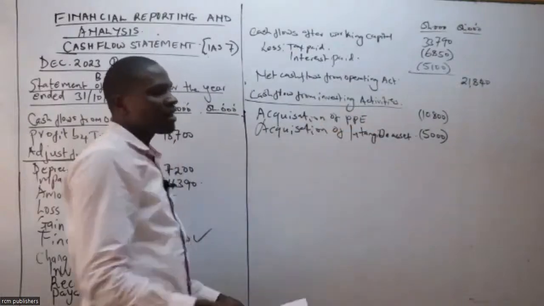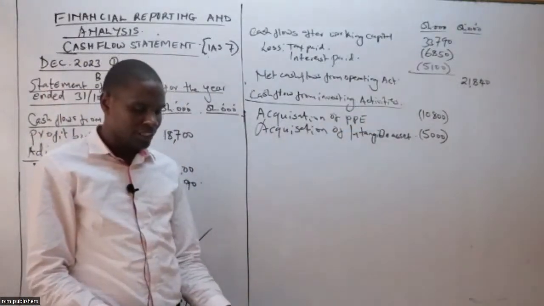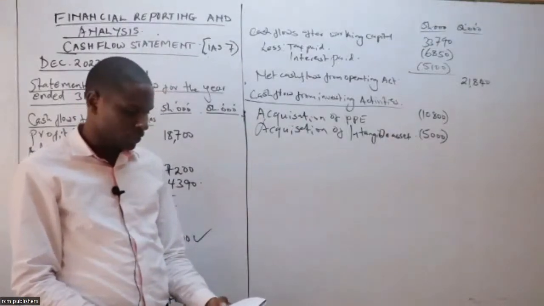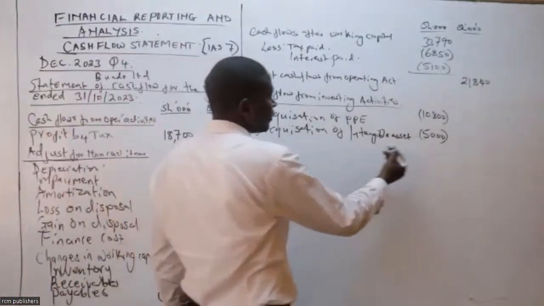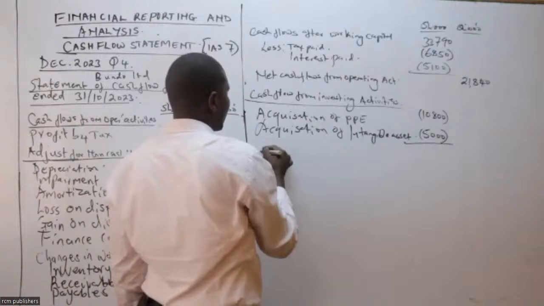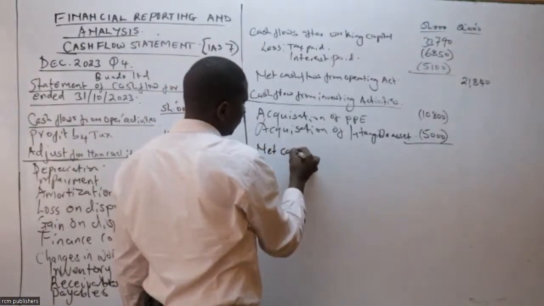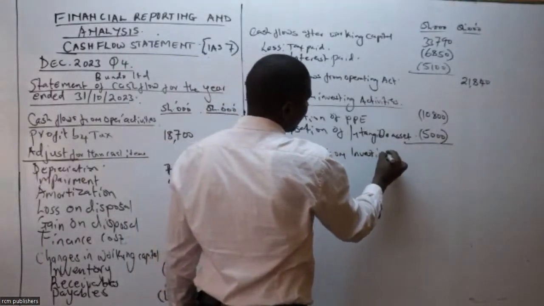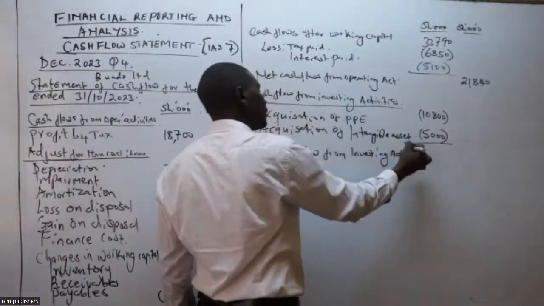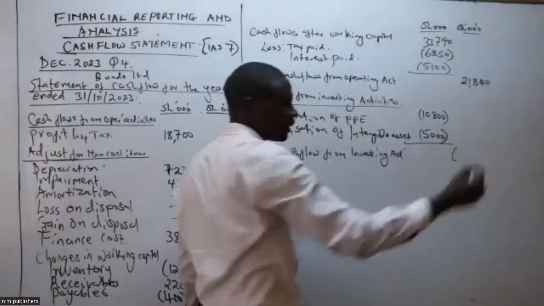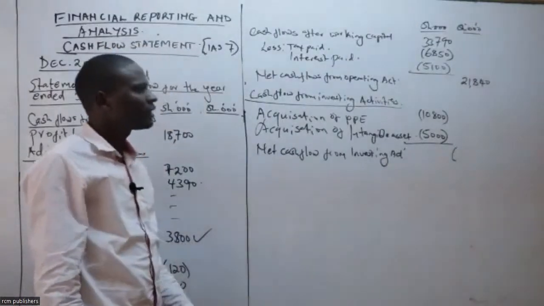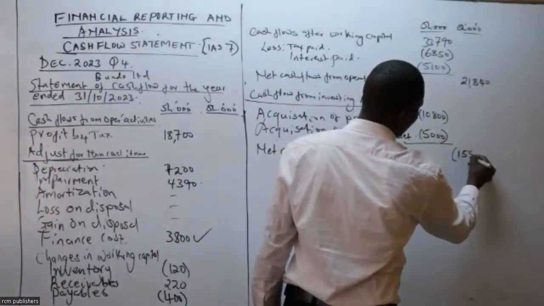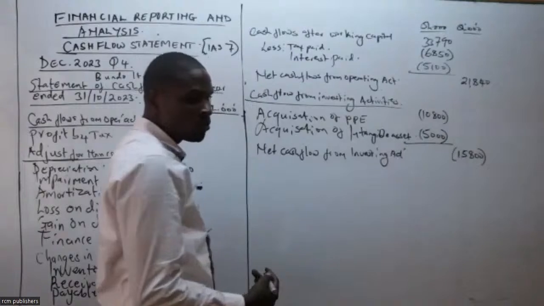We're not having any other thing unless you give me any information that is giving me any other thing. Can you see any information? I cannot see any information giving me any other thing under investment. So whatever we get at the end there will be net cash flow from investing activity. Give me the total. Of course, it will be an outflow. It will be negative. That is 10,800 plus 5,000, which is 15,800. We are done.